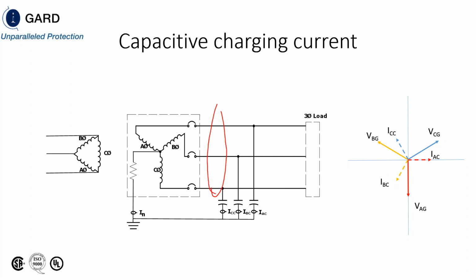If you're going to put a zero sequence CT right here, you're going to measure zero because all those currents return back to the source through the other phases. One misconception that people have is that the capacitive current returns back through the resistor. This is wrong. The capacitive current comes down A phase and returns on B or C phase. It does not return back through the neutral.